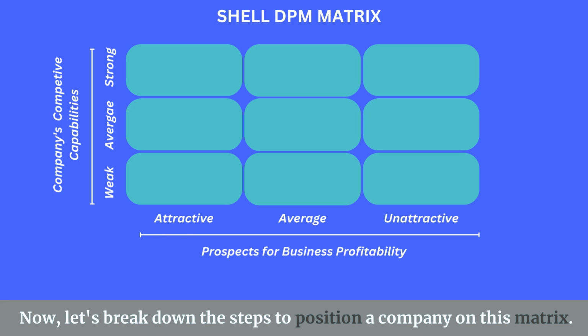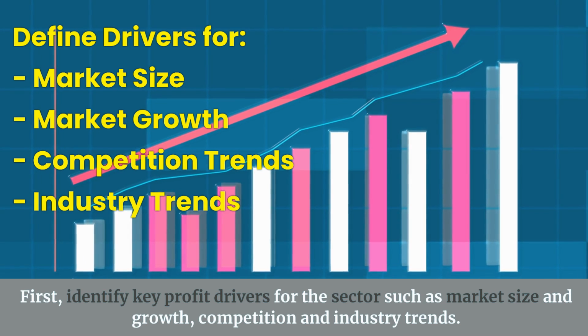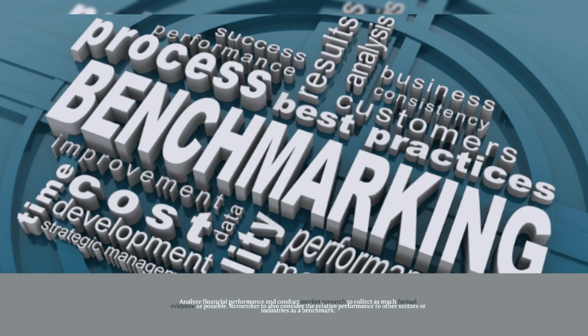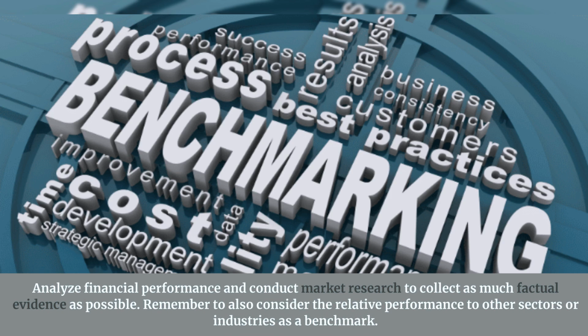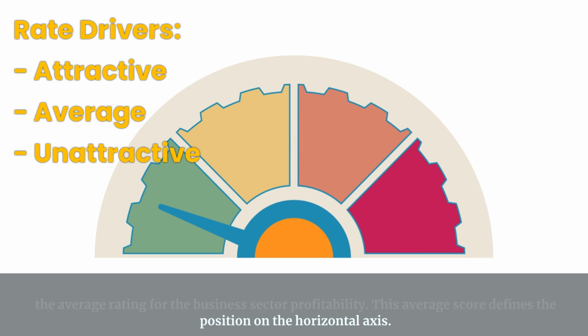Now, let's break down the steps to position a company on this matrix. First, identify key profit drivers for the sector such as market size and growth, competition and industry trends. Analyze financial performance and conduct market research to collect as much factual evidence as possible. Remember to also consider the relative performance to other sectors or industries as a benchmark. Rate each one of those drivers in terms of attractive, average or unattractive, and then define the average rating for the business sector profitability. This average score defines the position on the horizontal axis.